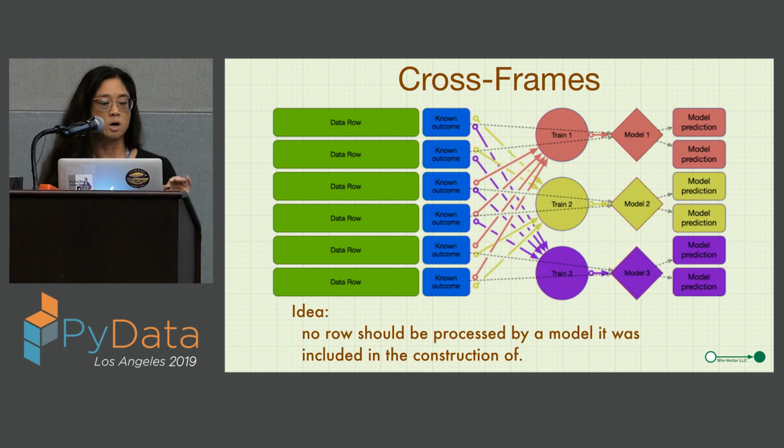So for the purposes of this part of the talk, you're going to see the diagram say model. When I say model, what I really mean are those lookup tables for doing the impact coding, and the model predictions are really the impact code. So the idea for the cross-frame is that no row should be processed by an impact coder that it was included in the construction of. And I realize that that's kind of a confusing sentence, and that's kind of a messy diagram, so let's just walk through it more slowly.